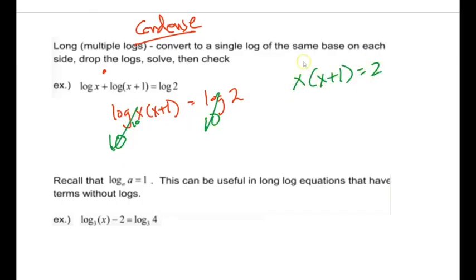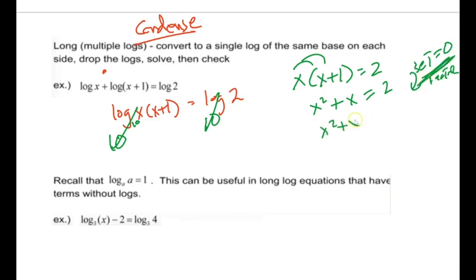Now we just use our algebra skills. You distribute: x squared plus x equals 2. Anytime it's quadratic, the way you solve it is you set equal to 0 and factor. Or you complete the square. Either way though, set equal to 0. x squared plus x minus 2 equals 0. Completing the square works too, but no one likes that. So x plus 2 times x minus 1 equals 0, and you get x equals 1 and negative 2.